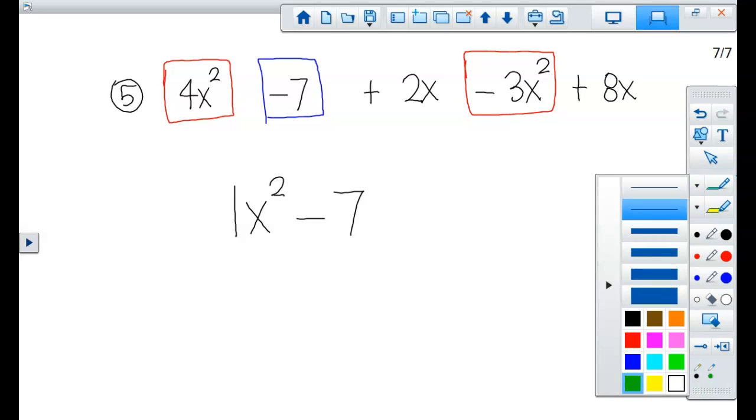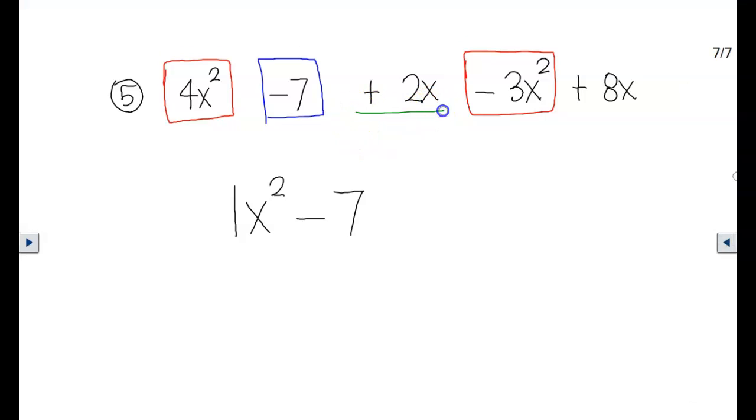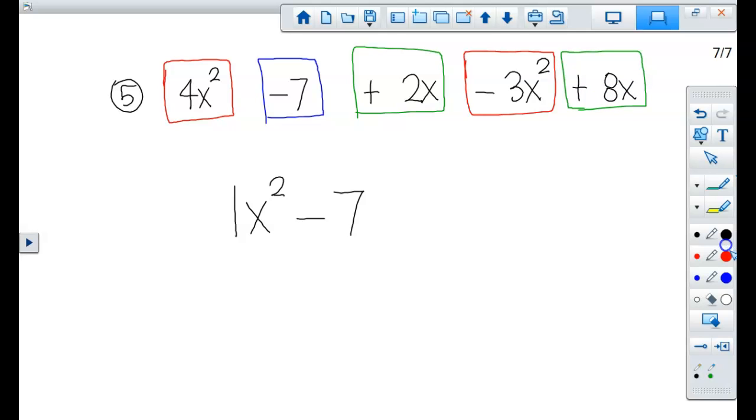Grab another color. Our next term is plus 2x. So I'll put a box around that. It has a last name of x. So does this one, which is plus 8x. So again, focus all of your attention on those green boxes and let's do what it says.